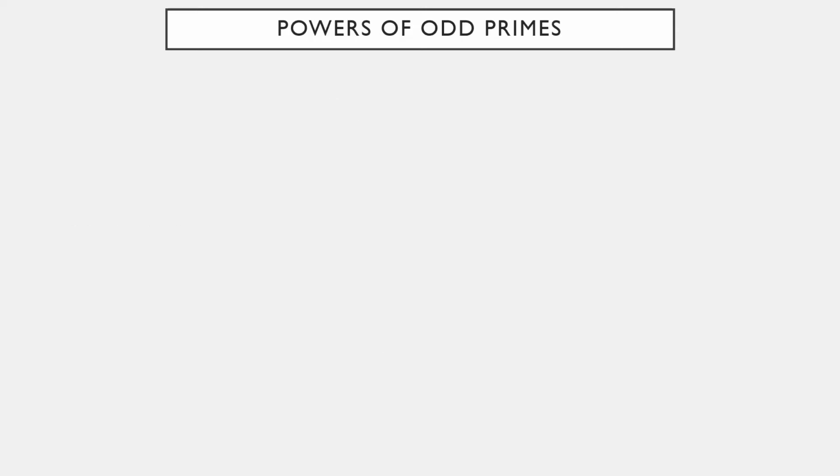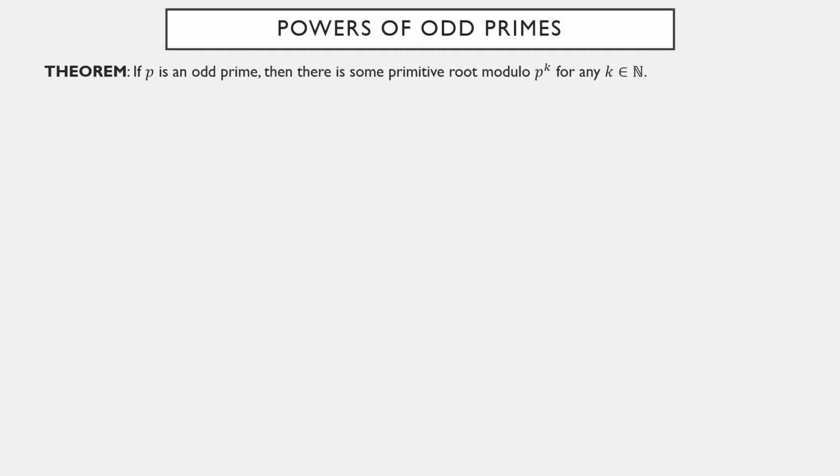Now that we've taken care of squares of odd primes, we can actually show that any power of an odd prime has a primitive root. So here's the final theorem we're going to prove. If p is an odd prime, there is a primitive root mod p^k for any power of p. Well, if the power is 0, it's kind of silly, and we've already proved the claim for k equals 1 in an entirely separate video.